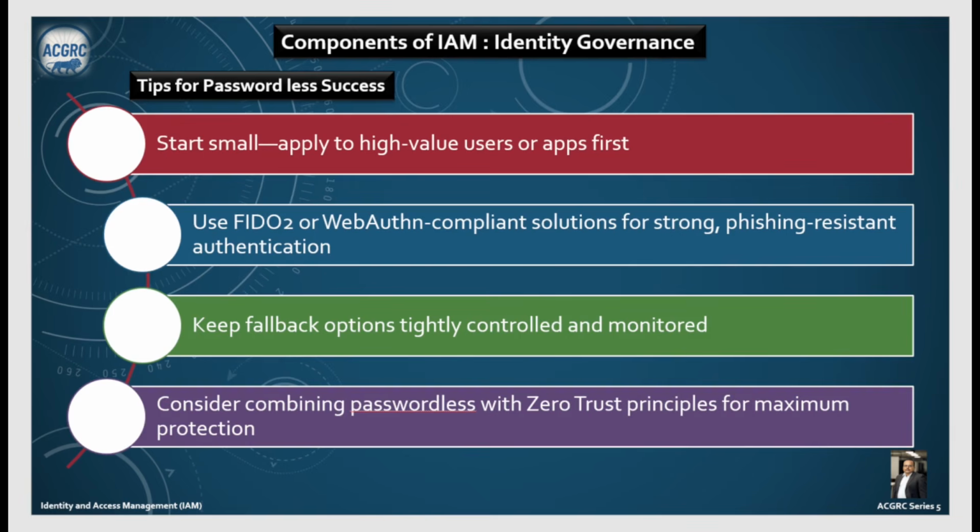Now, tips on how you can go about it. Start small. Apply to high value users or apps first. Use FIDO2 or WebAuthn compliant solutions for strong phishing resistant authentication. Keep fallback options tightly controlled and monitored. That is, you don't want a situation where most of them are using fallbacks. If that is there during production, your implementation has gone for a toss.